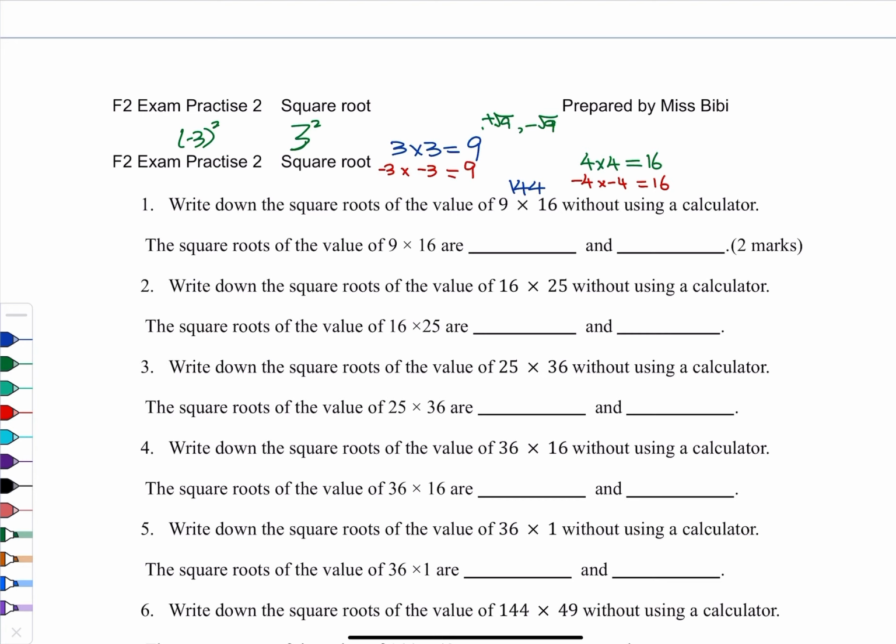So what we do is you can use this 9 times 16 directly, 144, and then see what you get. And there should be 2 different answers no matter what method you use. 3 times 4, you get 12. And then -3 times 4, you get -12. And then 3 times -4, you get -12. And then -3 times -4, you get 12. So these 2 are the answers.